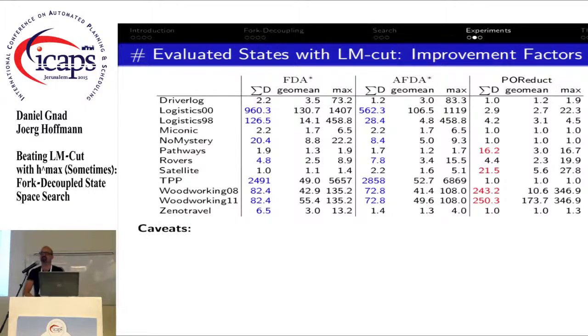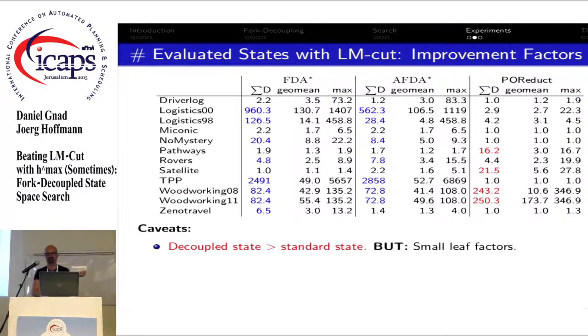What are the caveats? Is it really that wonderful? Well, there are two things. One is that decoupled states are bigger than standard states. The good news here is that the leaves are usually small. We could even force them to be small.